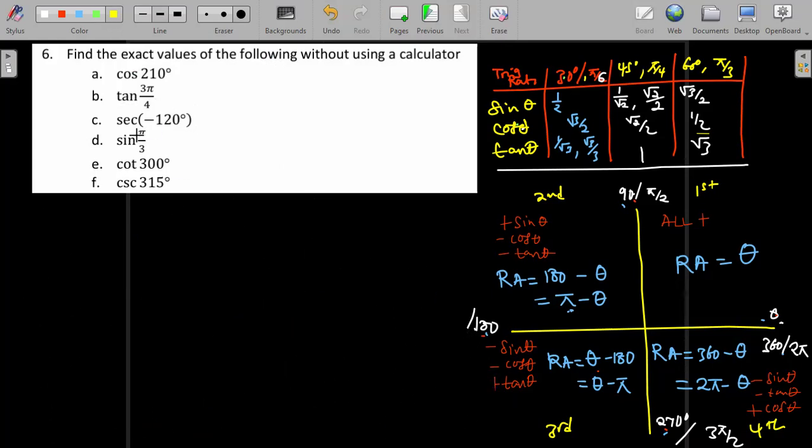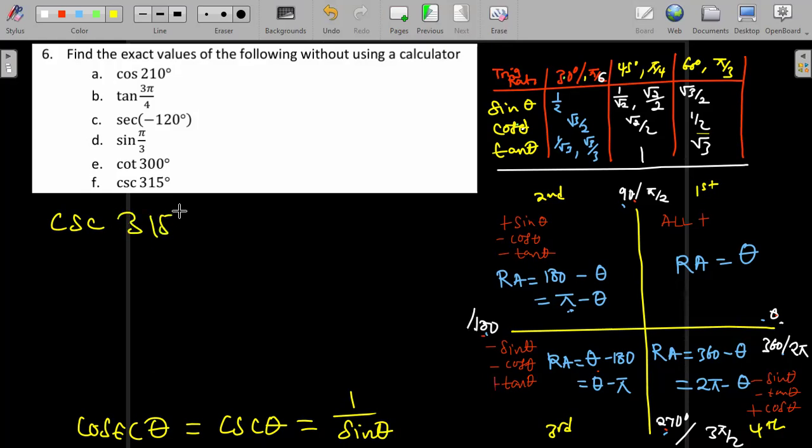All right, so let's look at the last one for this video. The last one here, it's cosec. Okay, so cosec theta is equals to 1 over sine theta. So we have cosec 315, which is the same as 1 over sine 315.